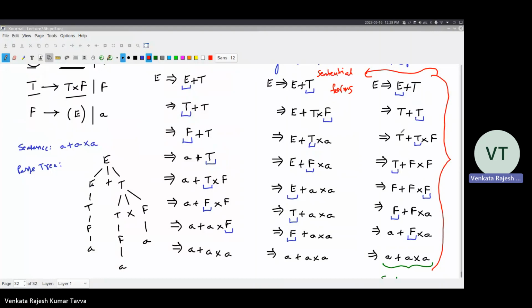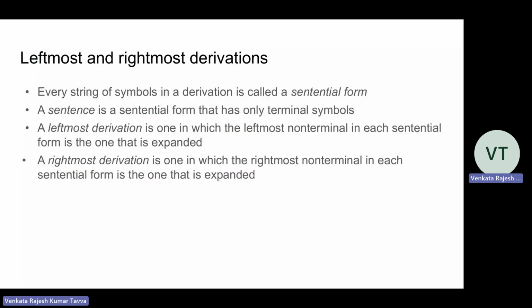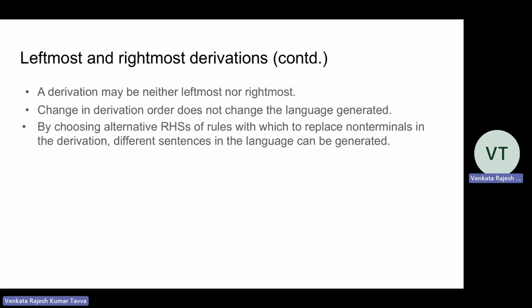Every string of symbols in a derivation is called a sentential form. A sentence is a form that has only terminal symbols. A leftmost derivation is one in which the leftmost non-terminal in each sentential form is the one that is expanded. In leftmost derivation, you replace the leftmost variable. A rightmost derivation is one in which the rightmost non-terminal in each sentential form is the one that is expanded. Leftmost and rightmost derivations, we're continuing that.